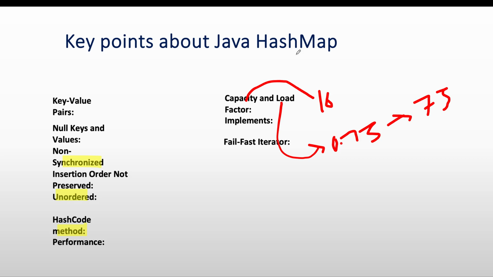Okay. Next important point is fail-fast iteration. So what do we mean by fail-fast iteration? Fail-fast iteration means that during the iteration of the collection, if you try to modify the existing collection, it is not going to allow it and is going to throw an exception. For example, let's say you are iterating the collection, and during the iteration you try to update or remove an element from the collection, then it is going to throw a ConcurrentModificationException. That's why we say that hash map has fail-fast iteration.